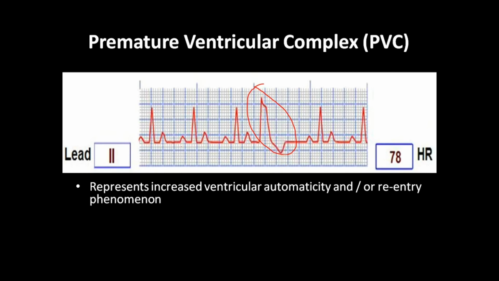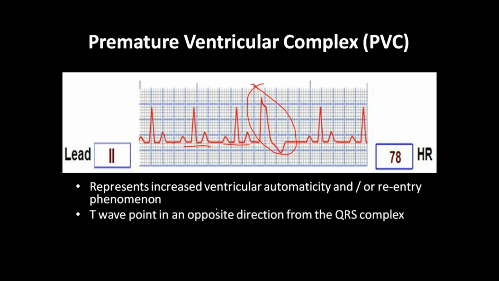Here you can see a P wave, QRS complex and a T wave, P wave, QRS complex and a T wave, and then there is no P wave, no distinct QRS complex, and the T wave also cannot be identified separately. So there is a vague kind of rhythm. This is called a premature ventricular complex. The T wave points in an opposite direction from the QRS complex. Usually the T wave will be upright, but here it is pointed downwards.